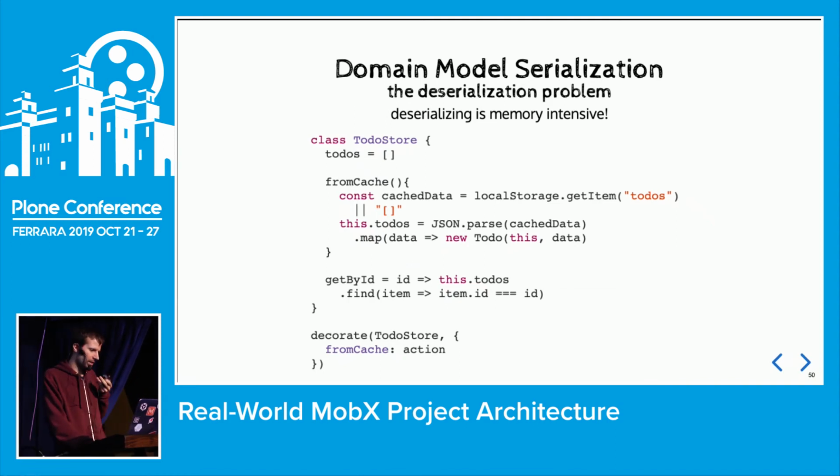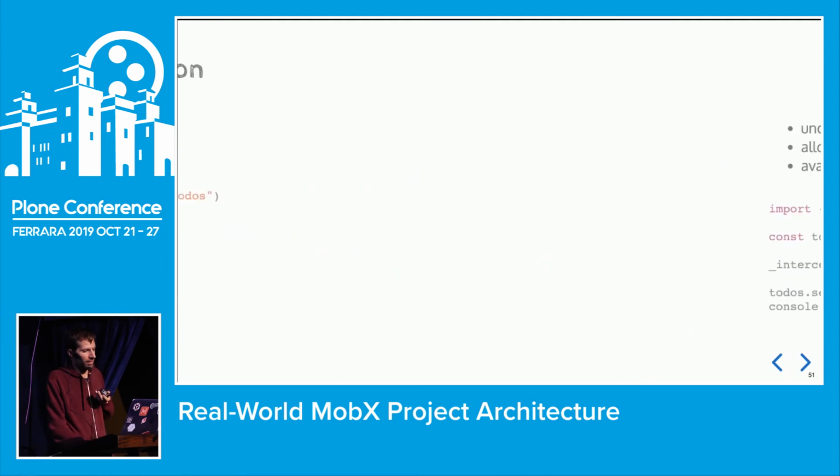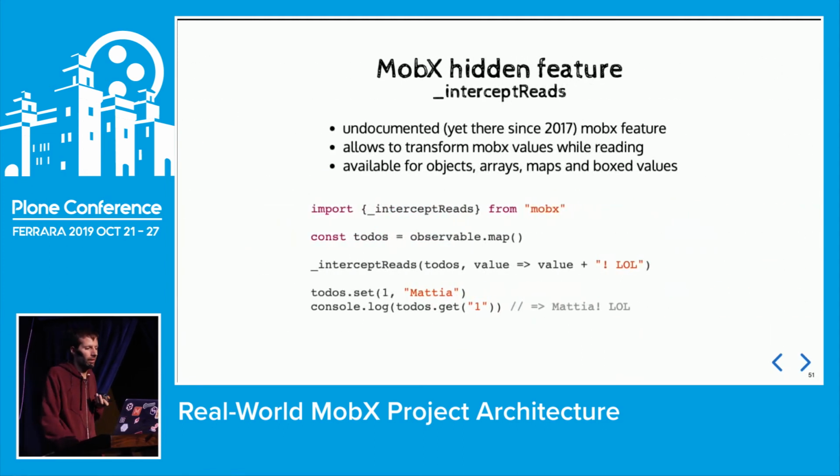So fortunately, there exists a hidden API from MobX called interceptReads, and this API has been undocumented since 2015, I think, but it has been used by the MobX framework and also other MobX-related packages for a long time. What this API does is basically convert the values you read with MobX while they are being read. So for example, we can have an observable map, so just a map of values, and intercept the values that are being read and convert them on the fly.